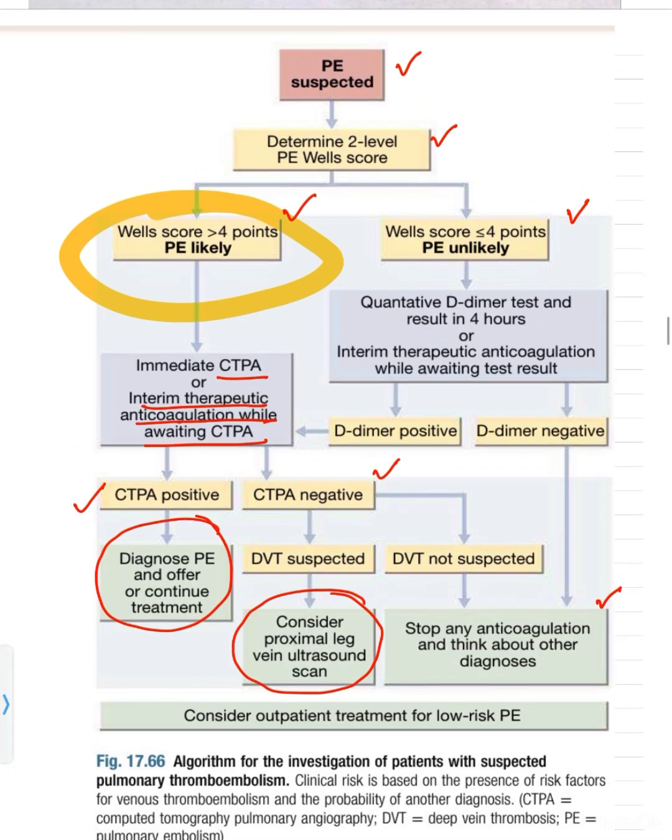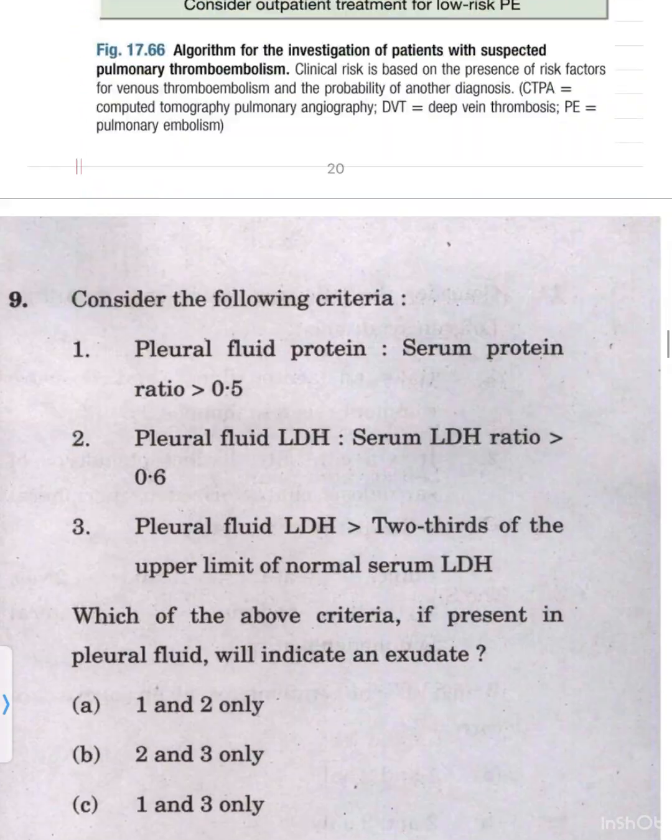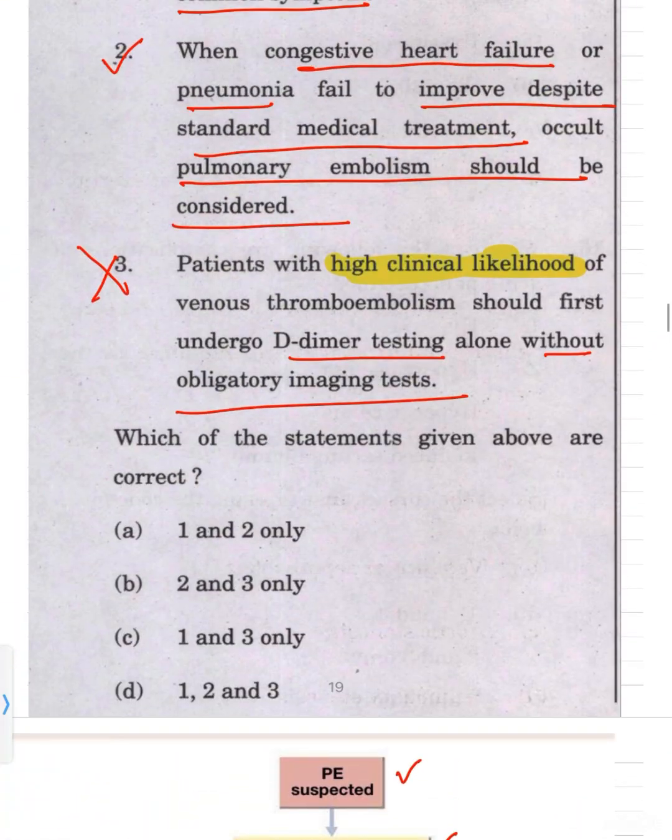Second thing is that if the score is less than 4, so now it's a low risk patient, then you have to go for the D-dimer test and the result will come in 4 hours. And in the in-between time of the 4 hours, you can give therapeutic anticoagulation therapy. Now if the D-dimer is positive, then you go for the CTPA. So ultimately you have to go for CTPA. If the D-dimer is negative, then stop any anticoagulation, think about other diagnosis. So this is about the pulmonary embolism.